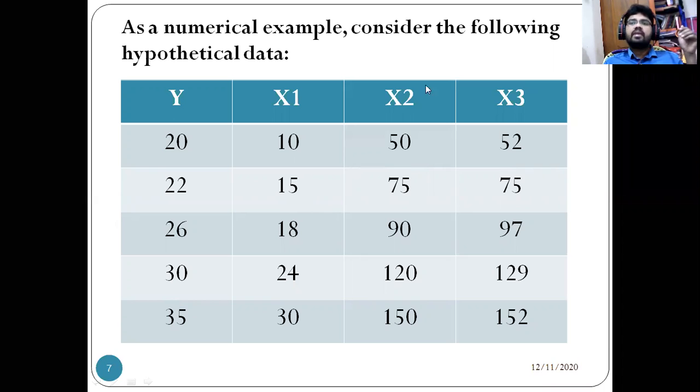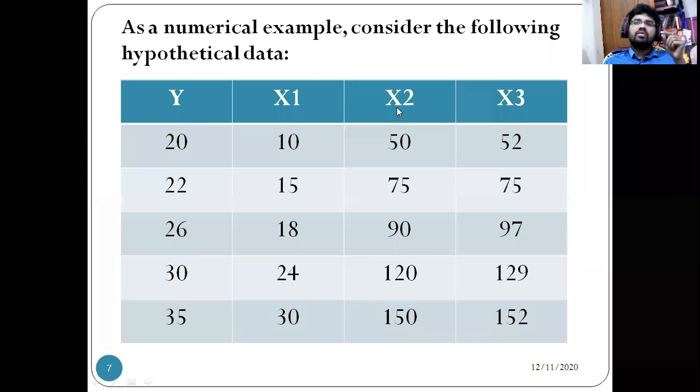and x2. When you compare this x2 and x3, see, this is 50 and 52, then 52 to 75, then 75 to 90, here 75 to 97, 90 to 120, here 97 to 129, and 120 to 150, then 129 to 152. So here, when you run the correlation matrix, or when you do the correlation between the x2 and x3, you will get more or less perfect collinearity, nothing but which is more or less equal to 1, nothing but the r value, sorry, the r value of the correlation between x2 and x3 is more or less equal to 99%.